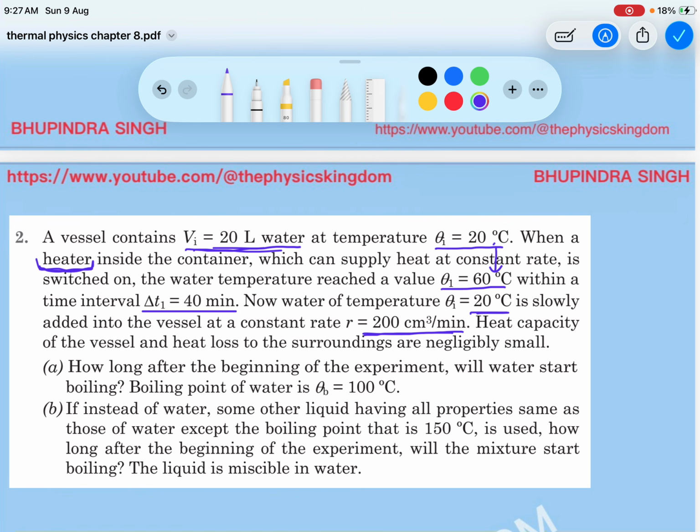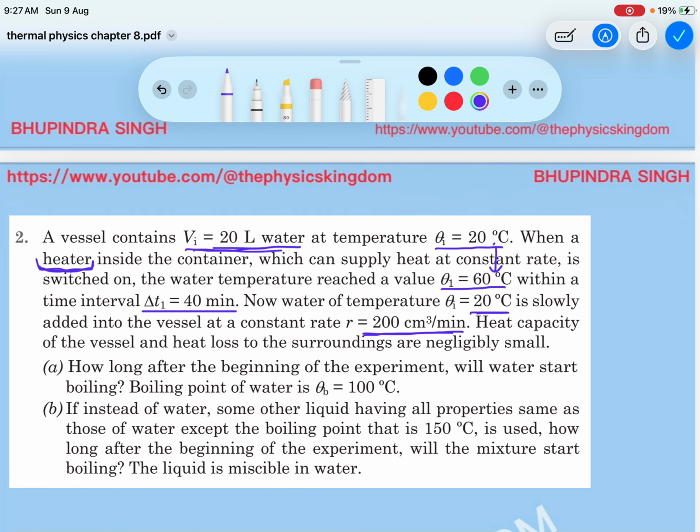How long after the beginning of the experiment will the water start boiling? So you already had 20 liter of water and in every 1 minute you are adding 0.2 liter of water. What should be the approach? You can apply heat conservation from the initial state to the final state, with the heater supplying constant energy per unit time. So that should be the approach for the first part.